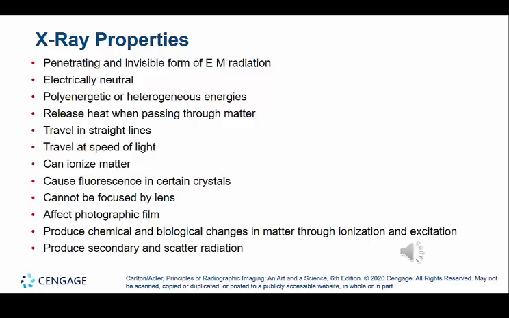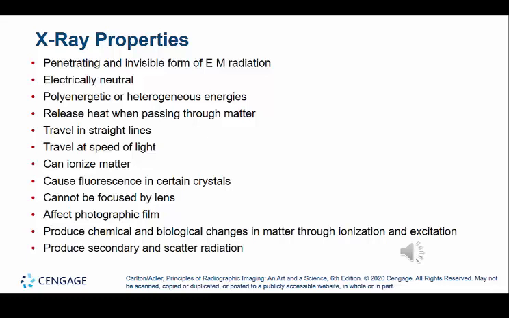You'll need to memorize the properties of X-rays. These include that they are penetrating, an invisible form of EM radiation. X-rays are electrically neutral. They are polyenergetic or heterogeneous energies. They release heat when passing through matter. They travel in straight lines. They travel at the speed of light. They can ionize matter. They can cause fluorescence in certain crystals. They cannot be focused by a lens. They can affect photographic film.